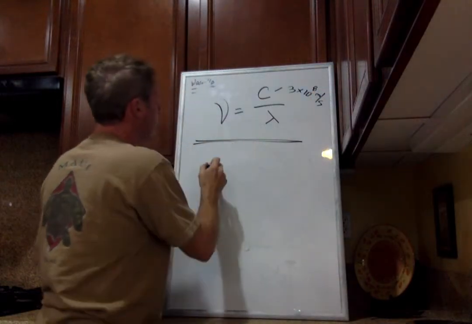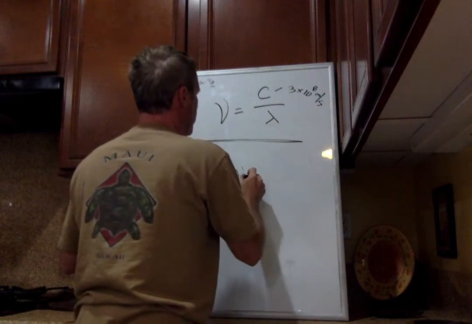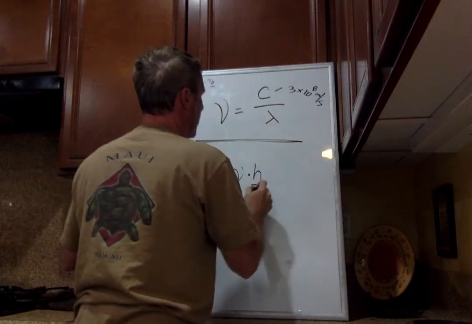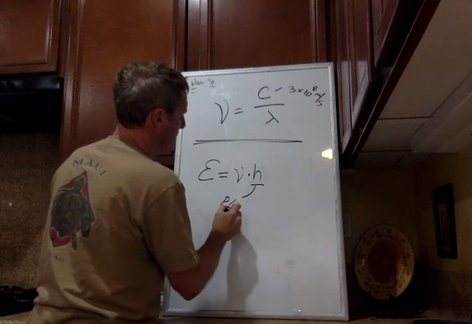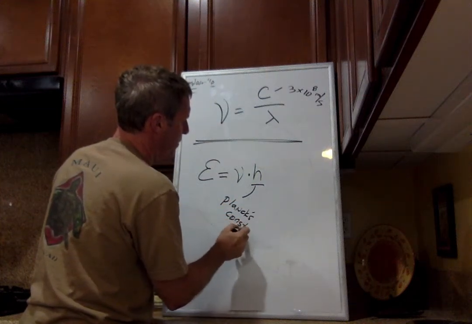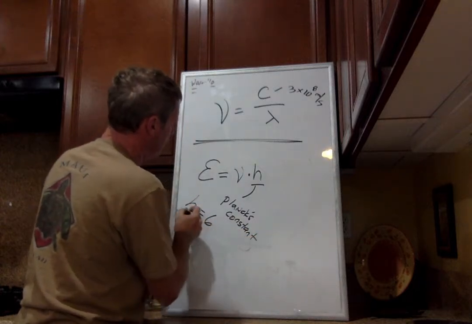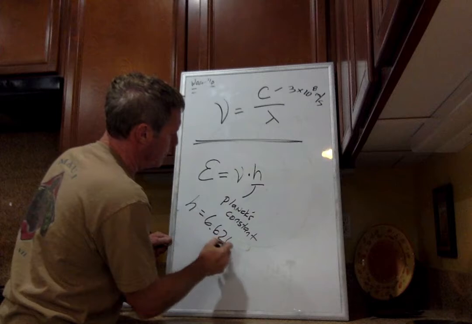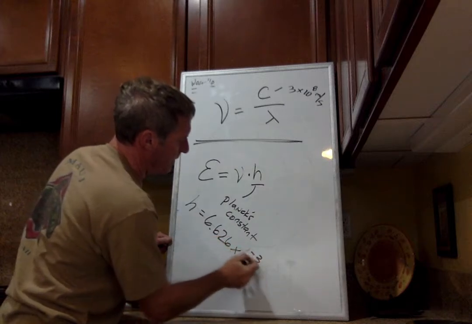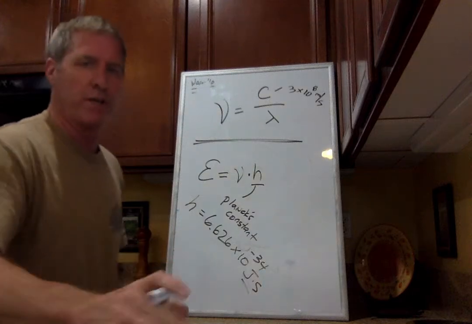The second one involves energy. And energy is the frequency times a funny constant called Planck's constant. And I will give you this also. Planck's constant, believe it or not, is equal to 6.626 times 10 to the negative 34th joule seconds. I know that's hard to believe, but it's the truth.